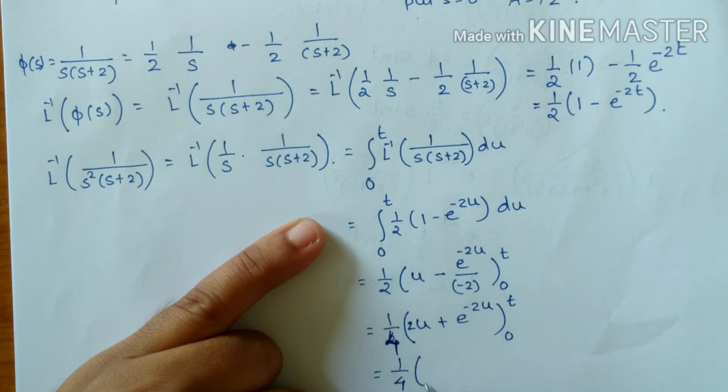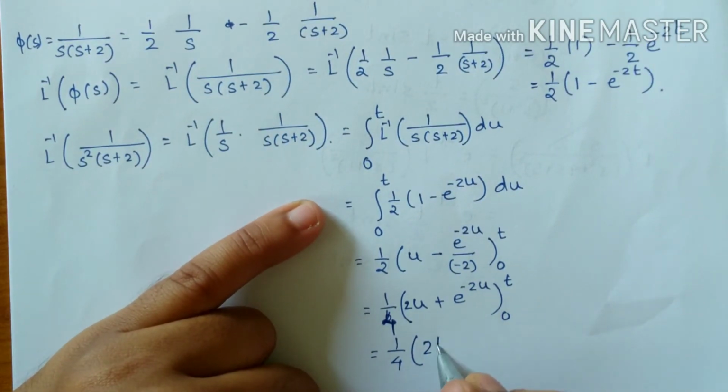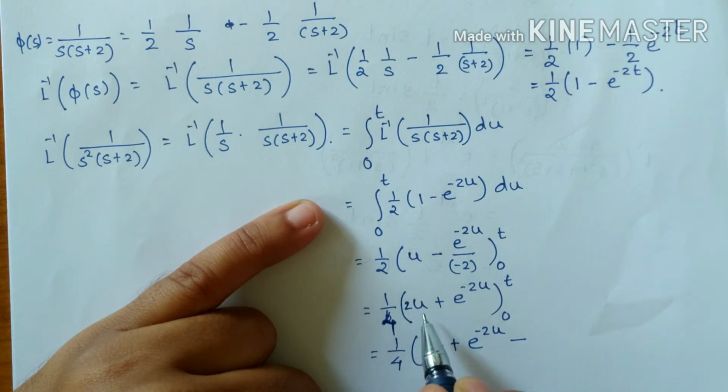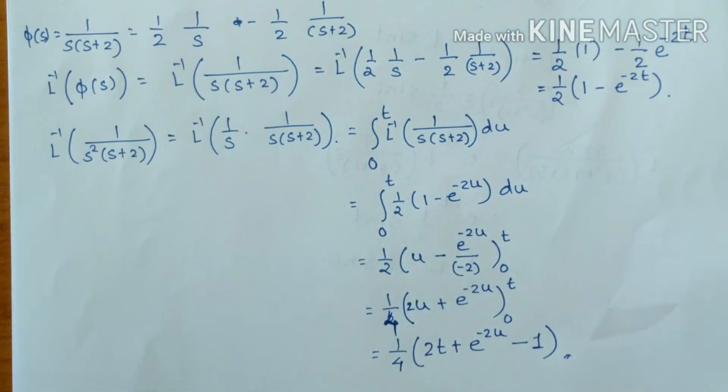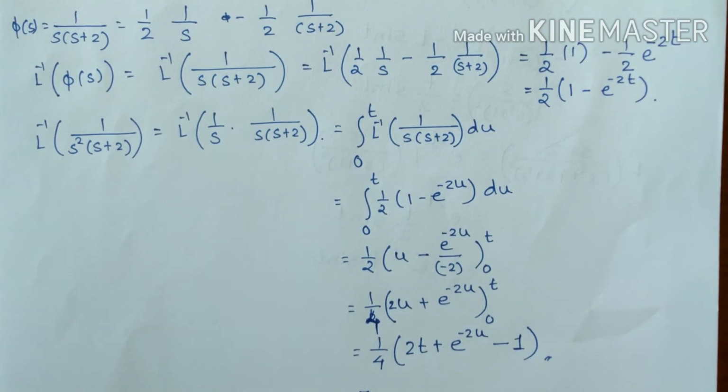So this is 1 by 4 into bracket 2t plus e raised to minus 2t minus, when we substitute the lower limit as 0 here, this particular term is going to be 0, and here I am getting e raised to 0, e raised to 0 is always 1. So this is our required answer of the given particular problem. So you may have now clear this idea. I am not simply applying the concept of the integration of f of s. We also applied the partial fraction also.